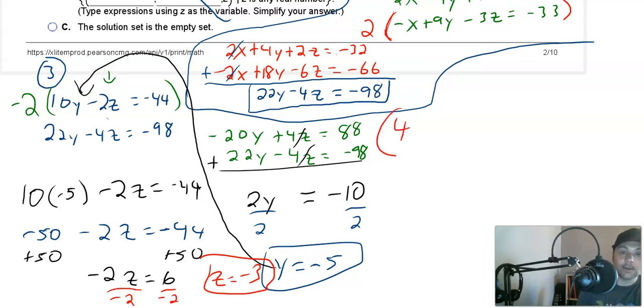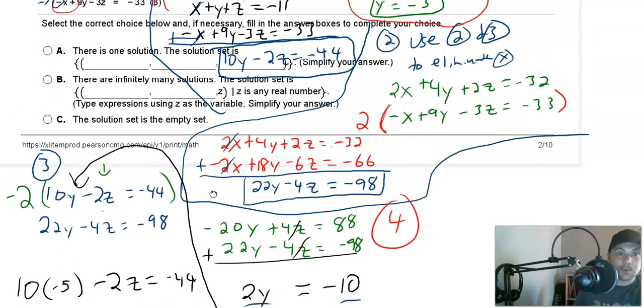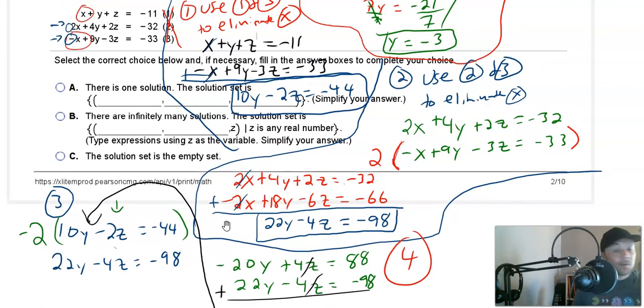Now we're ready to go back to one of the original equations with both of these pieces of information, and then we should be able to find the remaining value, which is the x value. All right, so if we go back to the original equations, we want to pick the easiest one to work with. Again, in theory, you can use whichever equation you want. Any of them will give you the same answer for x. So let's pick the one that will be the easiest to work with, which is clearly the top one, the first one. x plus y plus z equals negative 11. That's what I'll use for step 4.